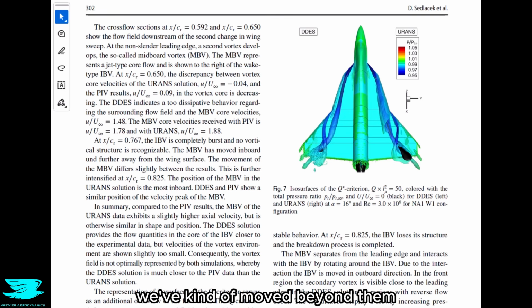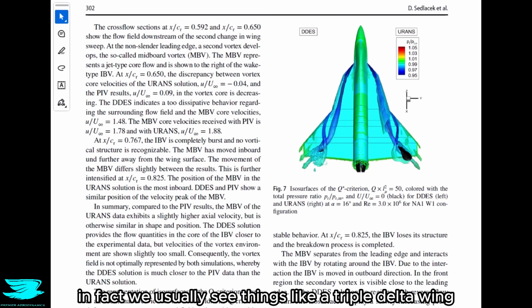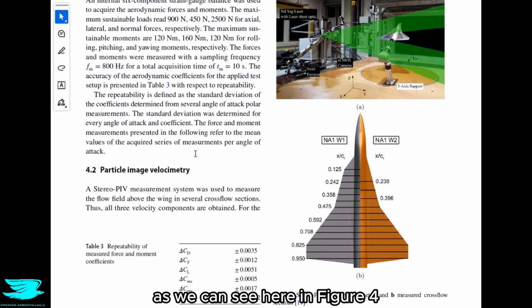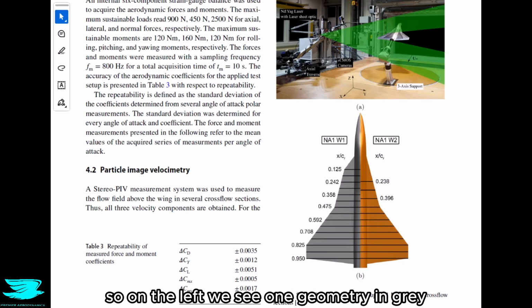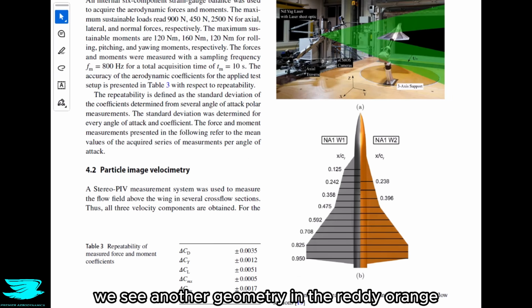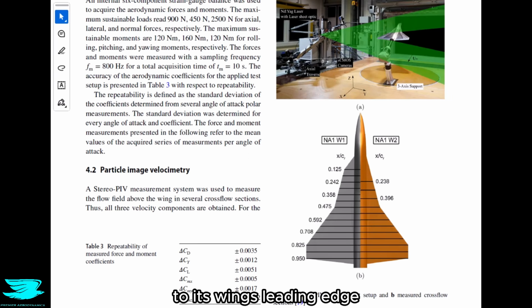But believe it or not, delta wings are kind of outdated now. We've kind of moved beyond them, and it's pretty rare to see such a simple geometry now. In fact, we usually see things like a triple delta wing, as we can see here in figure 4. So on the left, we see one geometry in gray, and then on the right, we see another geometry in the reddy orange.